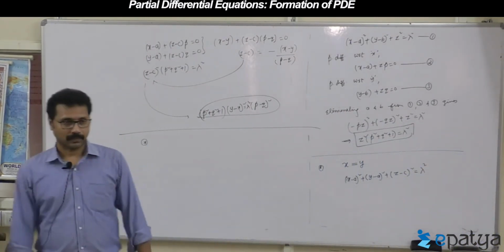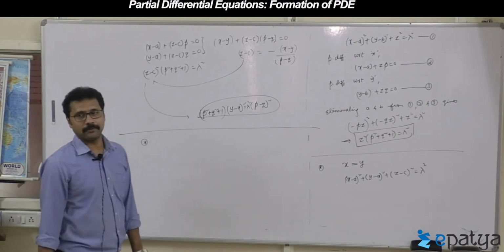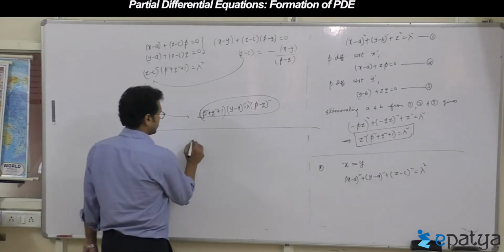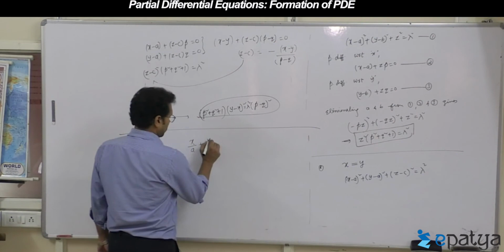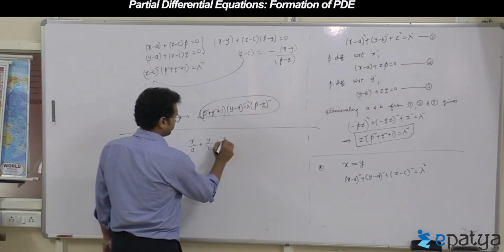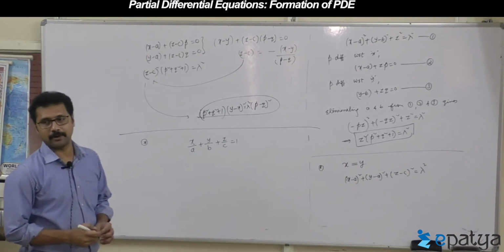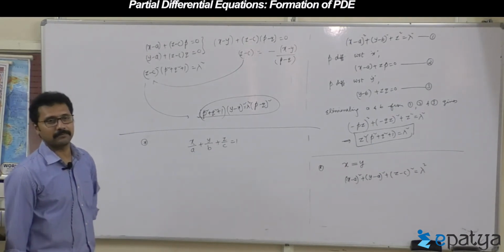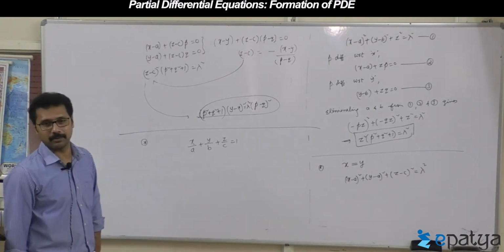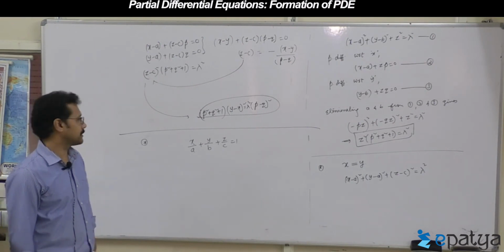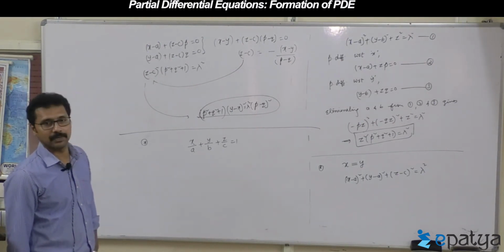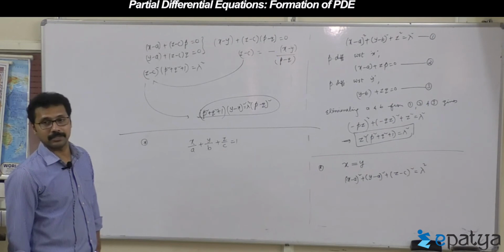First thing, intercept form of a plane, x by A plus y by B plus z by c equal to 1, is intercept form of a plane. Like intercept form of a straight line, x by A plus y by B equal to 1. For a plane it is x by A plus y by B plus z by c equal to 1. Now a question, there is one question that you should have asked here.